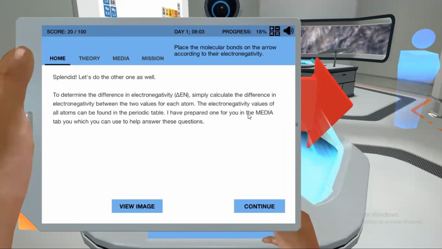To determine the difference in electronegativity, simply calculate the difference between the two values for each atom. The electronegativity values of all atoms can be found in the periodic table. I have prepared one for you in the Media tab, which you can use to help answer these questions.